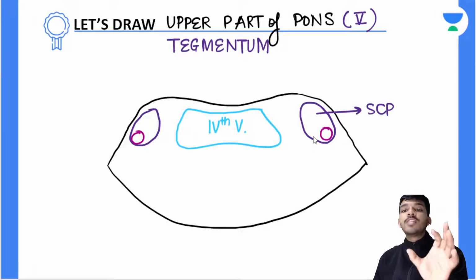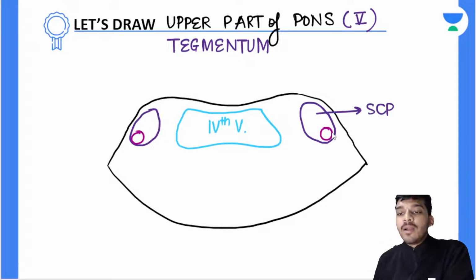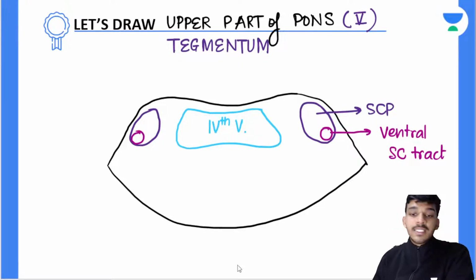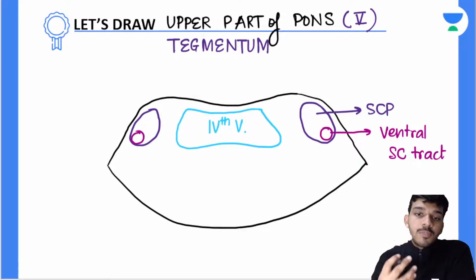Remember, the dorsal spinocerebellar tract goes into the inferior cerebellar peduncle, whereas the ventral spinocerebellar tract, I am writing SC tract, goes into the cerebellum through the superior cerebellar peduncle. It's something that I told you when I was teaching you the tracts of the spinal cord. Fine.